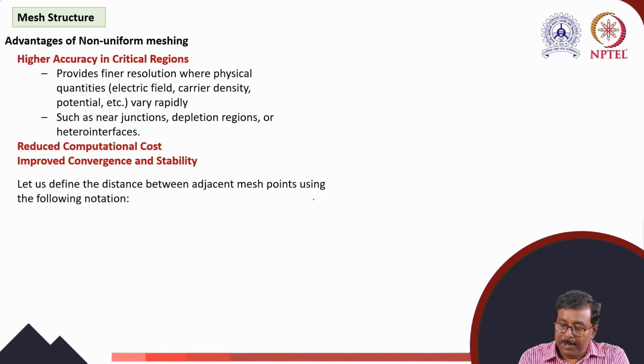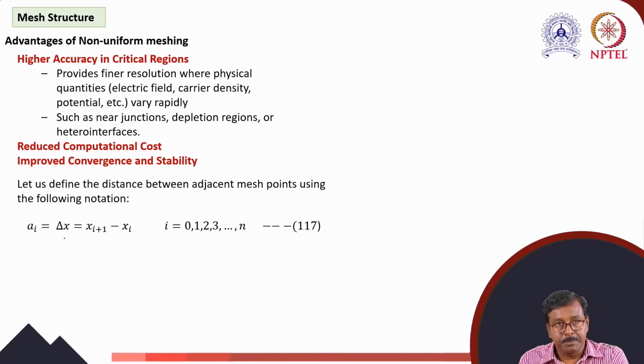For the mesh points, we have to use some notations. That notation you have to be careful. We will be following this throughout the discussion. ai, that is delta x. Delta x is the distance between two mesh points in the x direction. That is xi plus 1 minus xi. That will be denoted as ai.